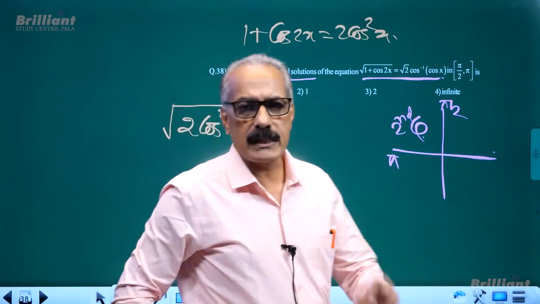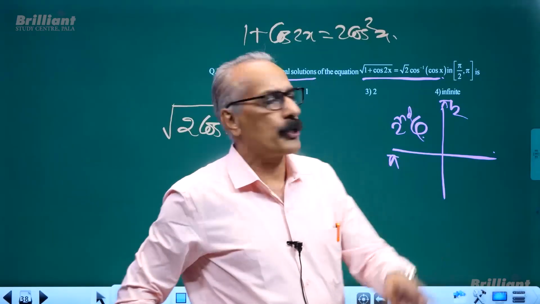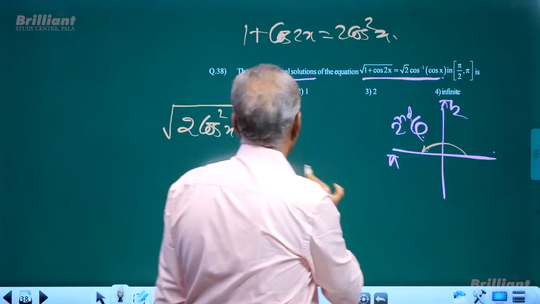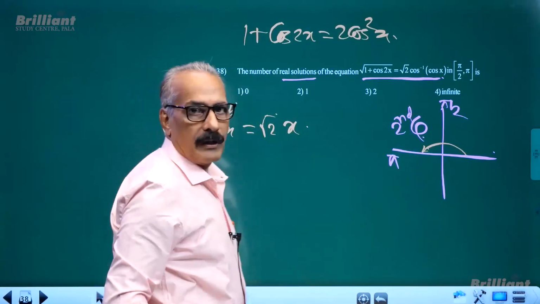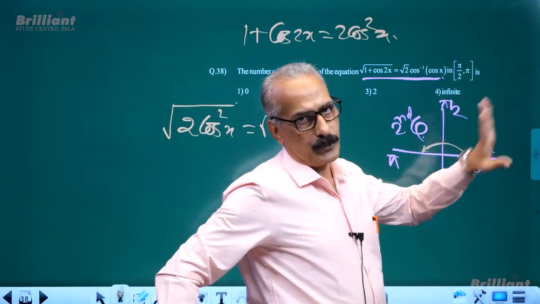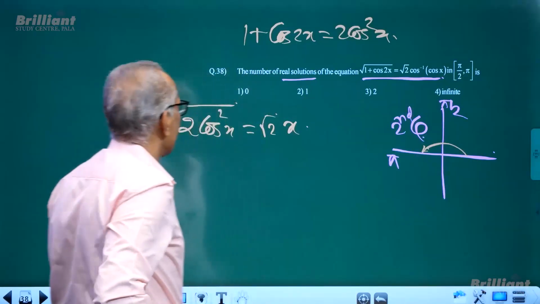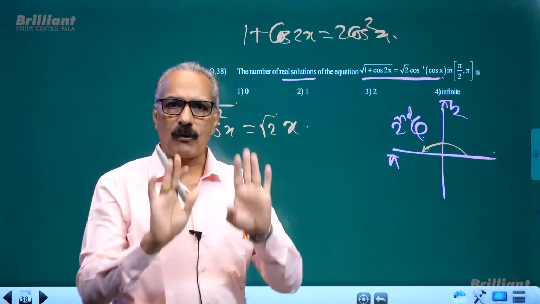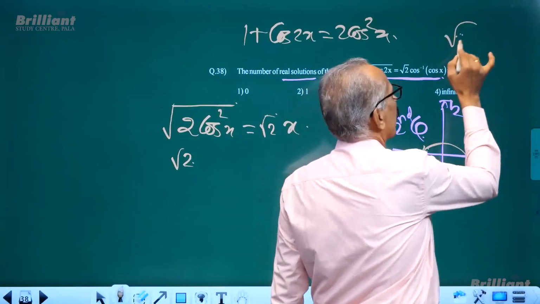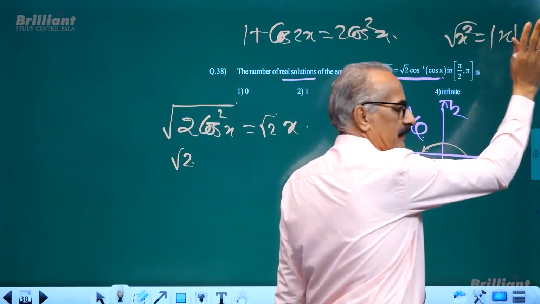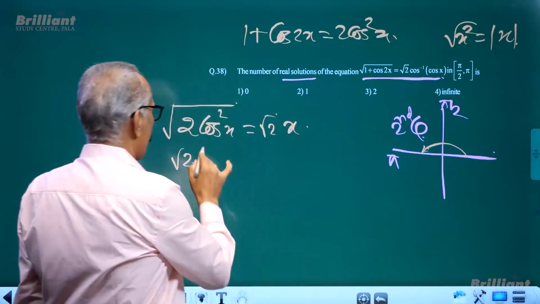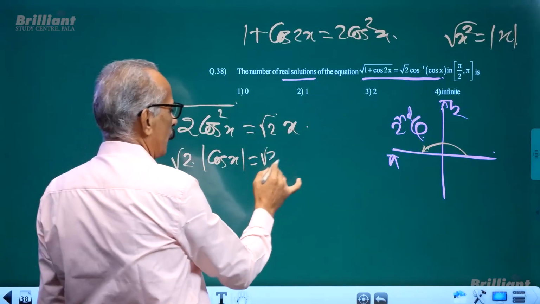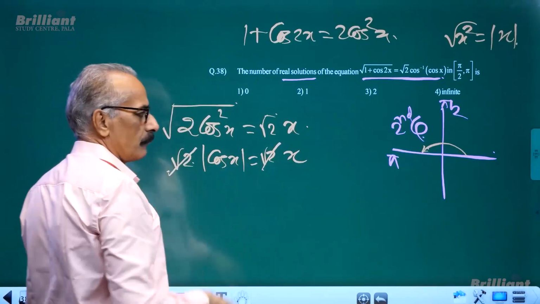Cos inverse of cos x is x only if x lies in the interval 0 to pi. Actually this is 0 to pi there. Then no problem. It is root 2 into x only, because your x lies in pi by 2 to pi. So you can straight away write, now what is this one? This is root 2 into, you will write immediately cos x. Wrong. You know, root of x square is not x but modulus of x. So actually I should write root 2 into modulus of cos x is equal to root 2 into x. This root 2 cancels.